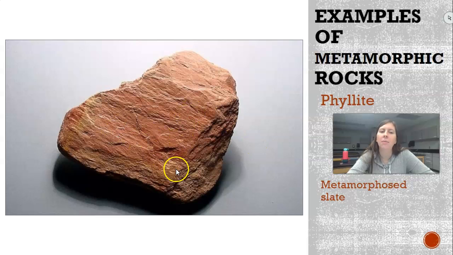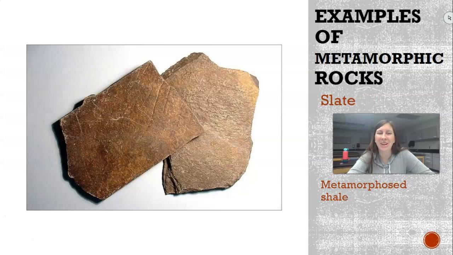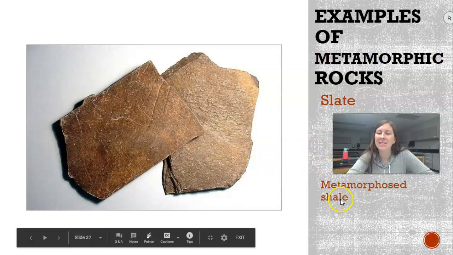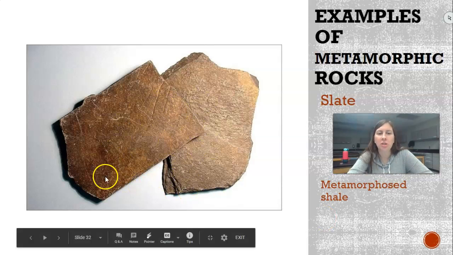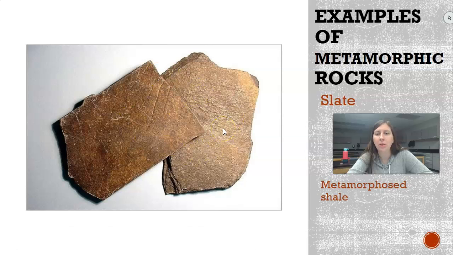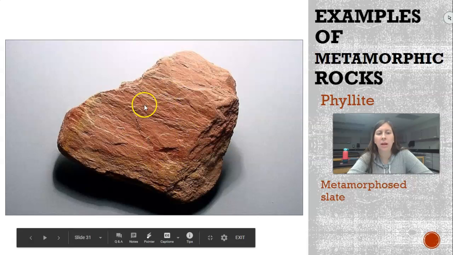Phyllite is slate that has been metamorphosed. So slate is another metamorphic rock, which starts as shale, and shale is a sedimentary rock. So we have shale, a sedimentary rock that has heat and pressure, and it is changed into slate, which you can see still has kind of those layers. It really looks pretty similar to shale, but then when you add additional heat and pressure to slate, it becomes phyllite.